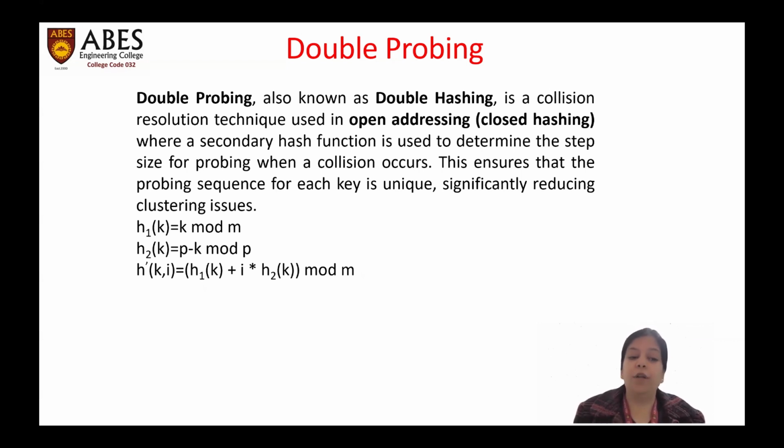So here, if one of the functions is represented by h1(k), which, if it is the division method, is k mod m, and h2 will be represented by p minus k mod p. And in order to avoid collision, h'(k, i), where i is the number of the probe that we are doing, is represented by h1(k) plus i times the second function, that is h2(k), and then taking mod m of them all together. Right. So let us try to understand this with the help of an example.